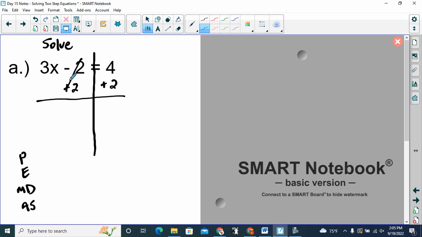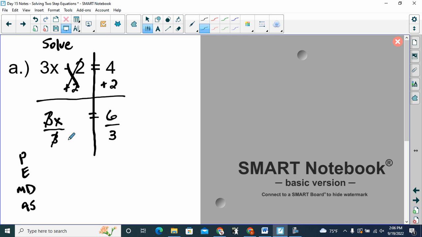Minus 2 plus 2 cancels out. I bring my 3x down. I bring my equal sign down. 4 plus 2 is 6. And now I'm down to a one-step equation. I've completed one step. I need to undo this multiplication here. I undo multiplication by dividing both sides by 3.